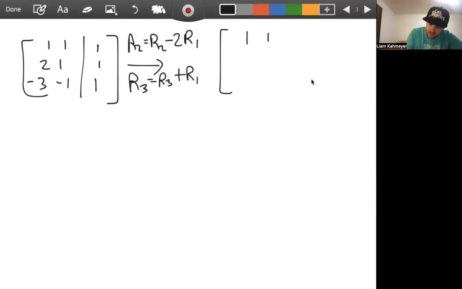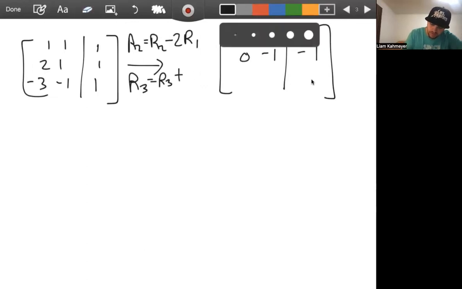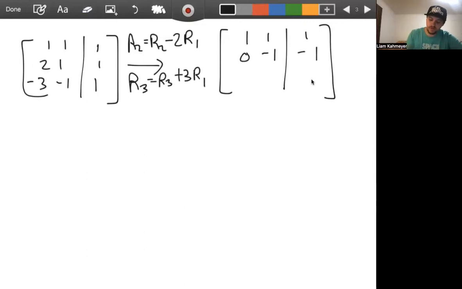If we do that, we get the matrix 1, 1, 1, and then we're going to have 0, and then 1 minus 2 is -1, 1 minus 2 is -1, and then we're going to have -3 plus, I'm sorry, that should not be row 1, that should be 3 row 1. So we have row 3 is -3 plus 3 is 0, and then we have -1 plus 3 is 2, and then we have 1 plus 3 is 4.